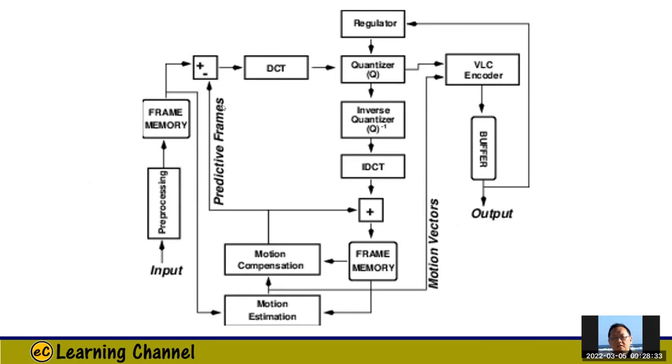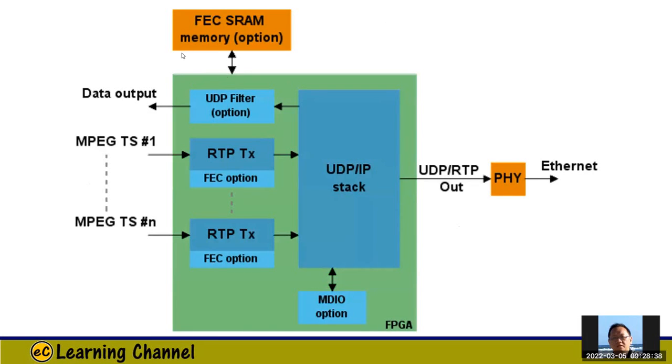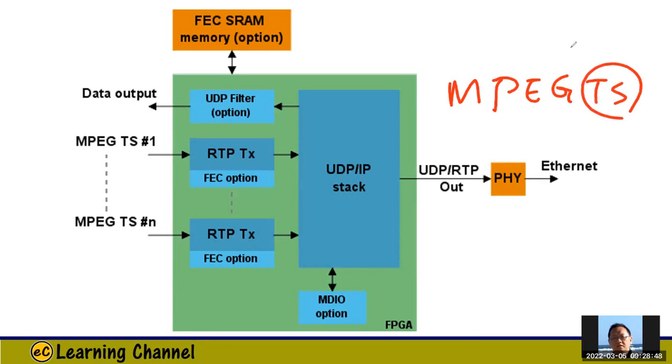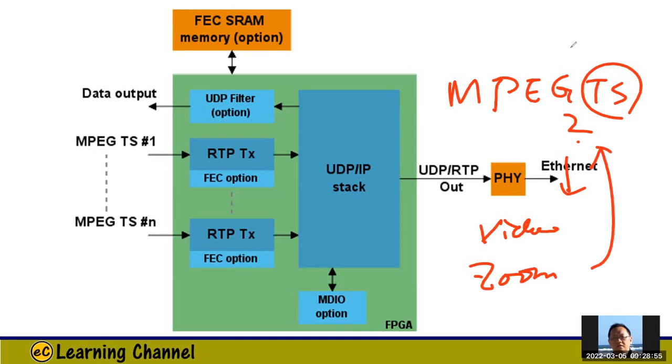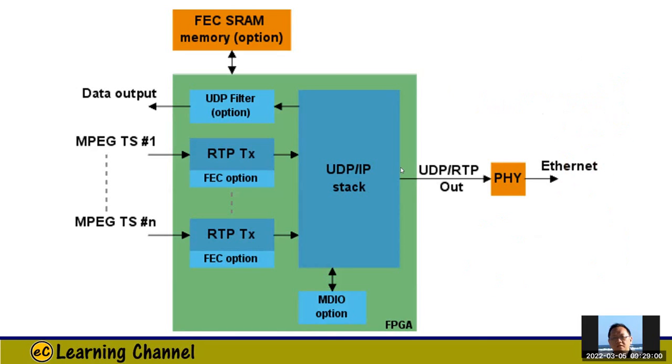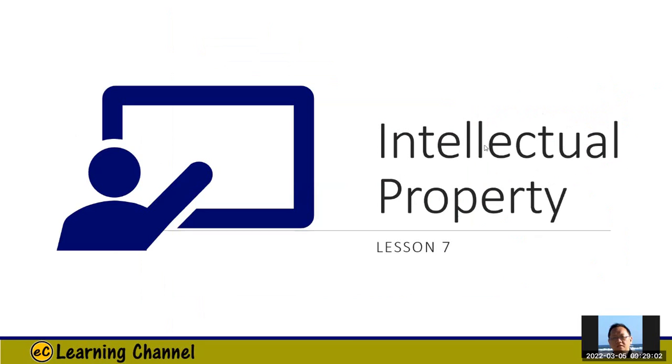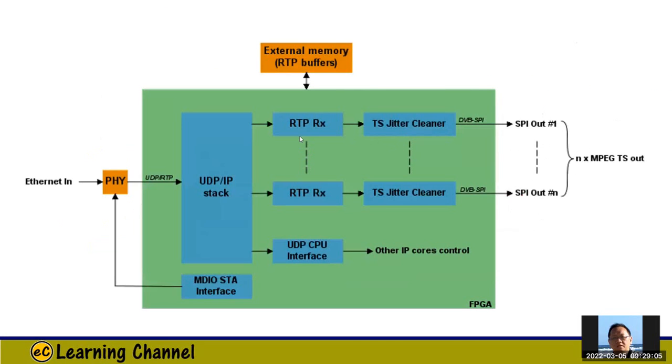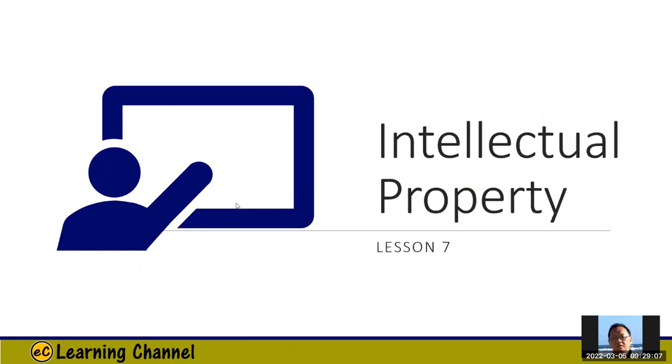So here, this one is a full MPEG frame. And there's MPEG 2, and there's MPEG 2 TS. MPEG 2 TS is used in video conferencing, so Zoom is using this one. What we are doing right now is actually using MPEG 2. Anyway, that's the so-called video compression.